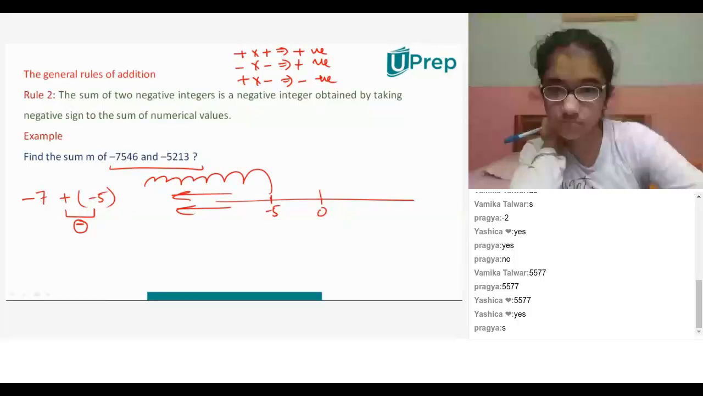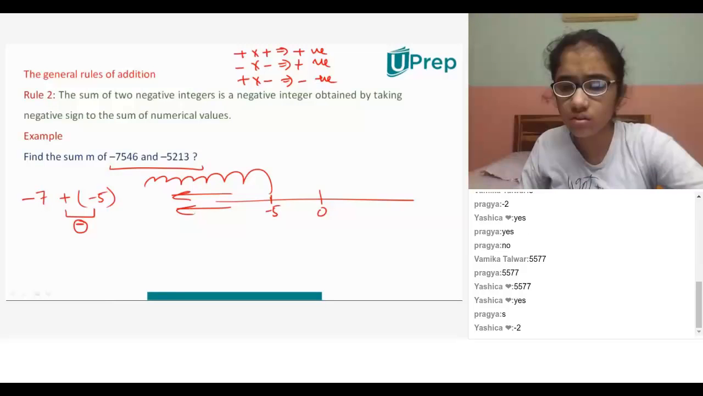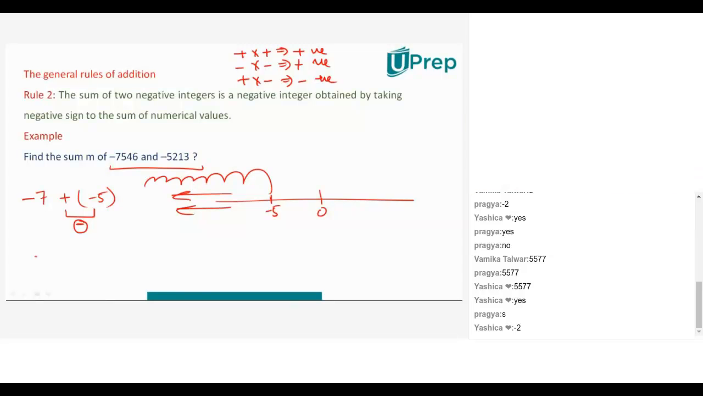Sir, actually, what you have written in the rule is that the sum of two negative integers is a negative integer obtained by taking the negative sign to the sum of the numerical values. I don't understand that. Okay, so do not focus on the rule. I stopped at the first statement. I said the sum of two negative integers is a negative integer. How are we trying to prove that? We are looking at the number line and saying we are moving to the left.